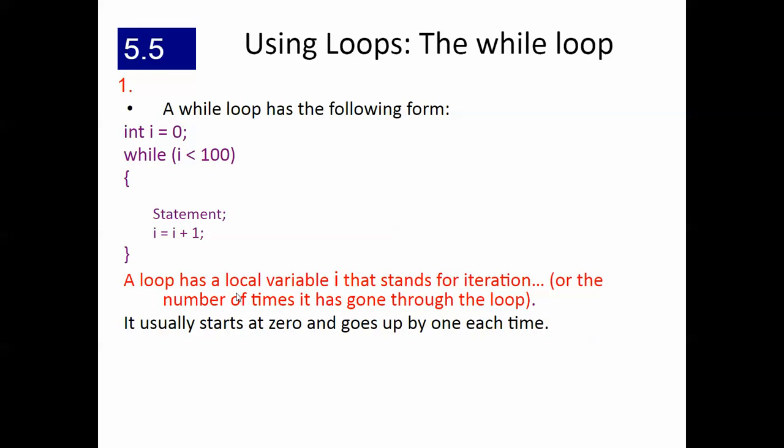Okay? All right, next. A while loop has the following form. We just looked at that. A loop has a local variable i that stands for iteration, or the number of times it's gone through the loop. Write that down in your notes. It usually starts at 0 and goes up by 1 each time. It doesn't have to, but this is typically what you're going to see: your iteration is going to start at 0 and it's going to get incremented, added 1, each time.